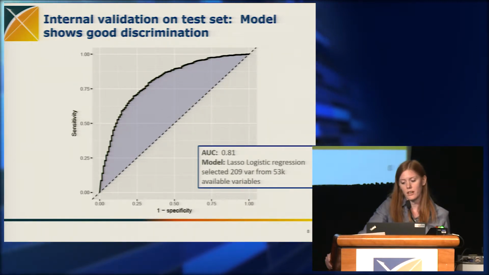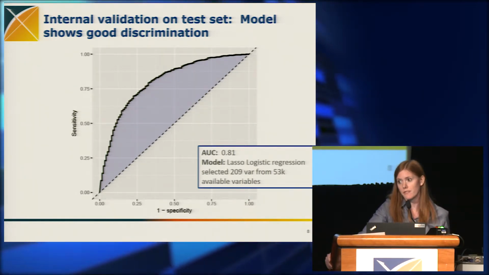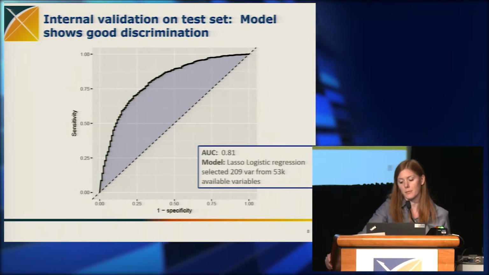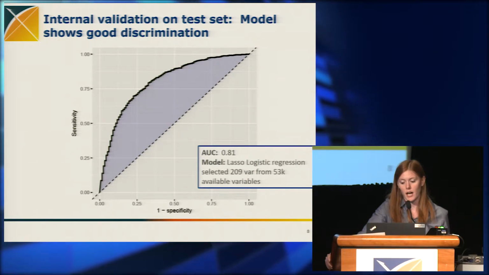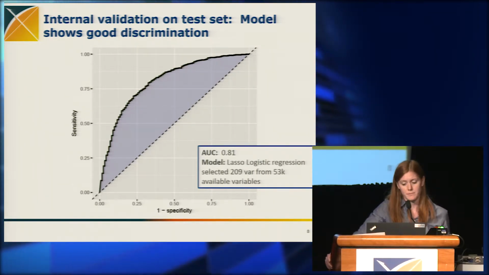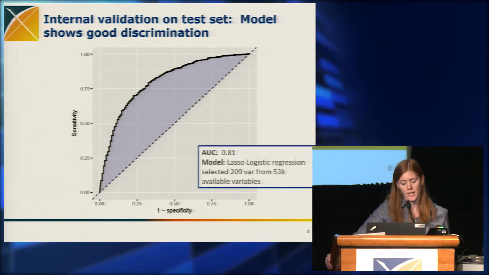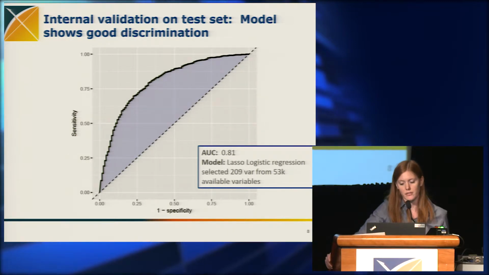So when we trained our lasso logistic regression on the 75% of the data, it picked 209 variables out of a potential 53,000 as being sufficiently informative and useful for the model. So that it achieved a good discriminative ability. It had an area under curve of 0.81, which is actually very good. An area under curve of 1 is perfect discrimination, so your prediction is perfect. An area under curve of 0.5 is random guessing. So an area under curve of 0.8 is actually incredibly good.